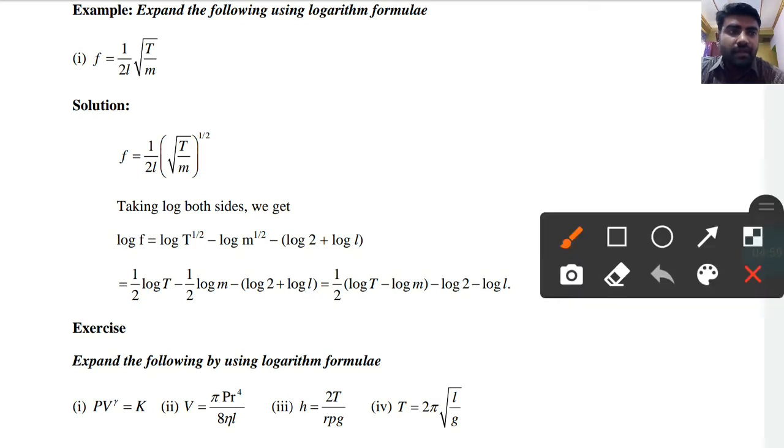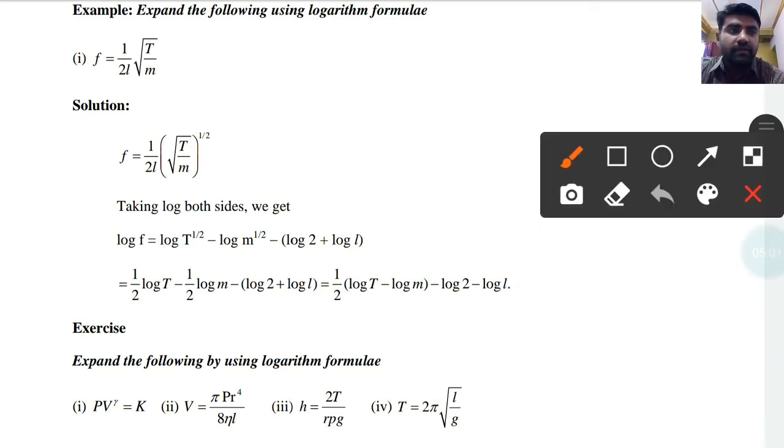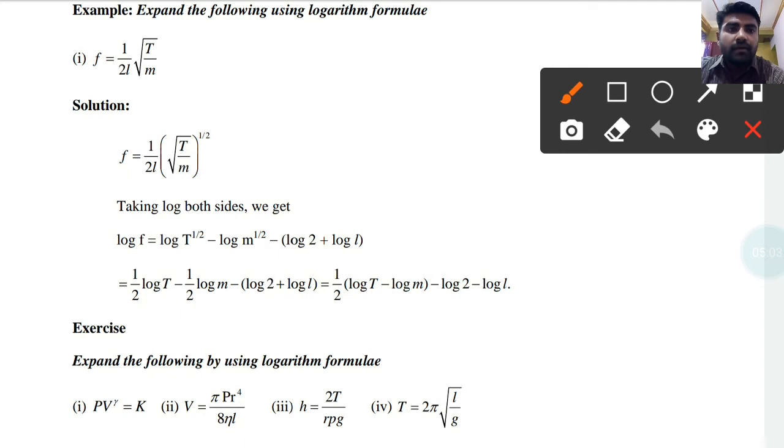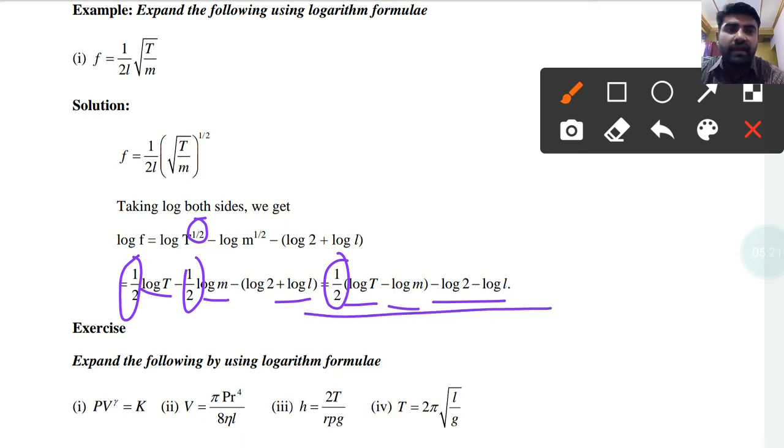So the solution of that is 1 by 2 log t, then 1 by 2 log m, minus log 2 plus log l. Taking 1 by 2 common, log t minus log m minus log 2 minus log l. So this is how we are going to find log f. Simple.